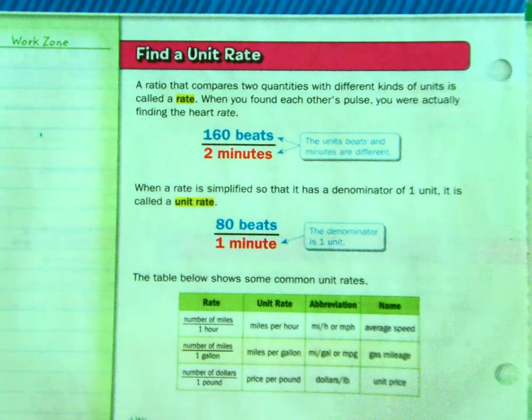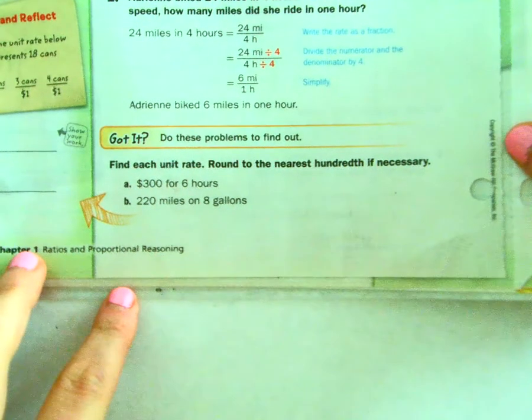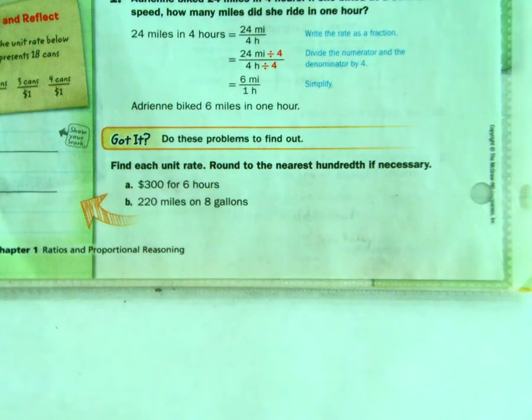Okay? So we look at example A. Our directions say find each unit rate, round to the nearest hundredth if necessary. When we're finding unit rates, we have to stop and think about the labels. What do the labels mean and what are we trying to find?